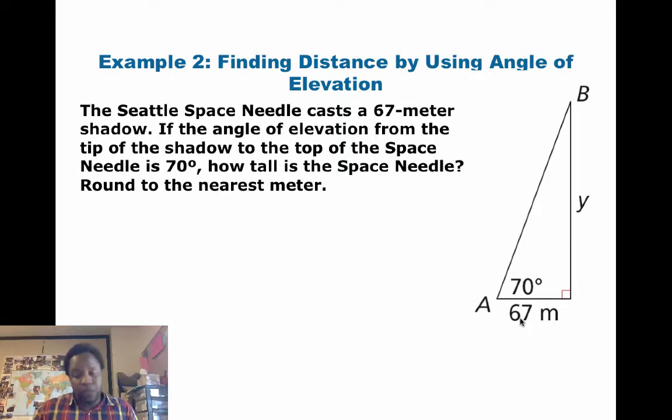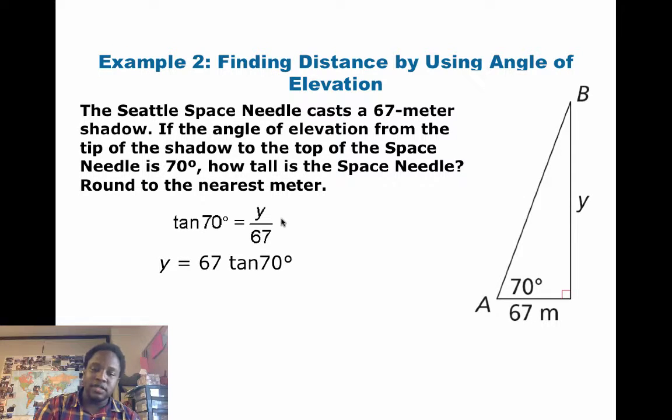Tan uses opposite over adjacent, so we're going to use tangent 70 equals y over 67. And then solve for y. Well, y is already in the numerator, so we don't need to touch y, but the divided by 67 is in its way. So we're going to multiply 67 on both sides so that y equals 67 times tangent 70. And then we put this into our calculators. And we get that it's approximately 184 meters tall. So if you wanted to write a complete sentence, you could say that the Seattle Space Needle is 184 meters tall.